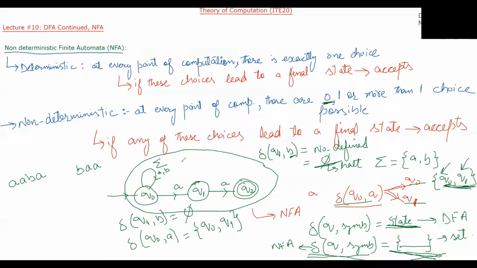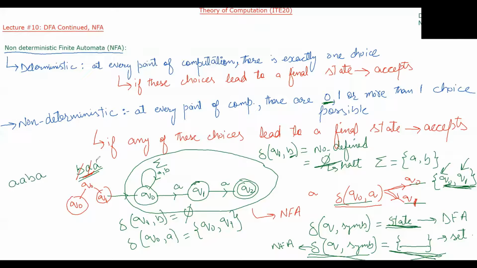Will this automata accept this particular string? B, A, let's see. First is B. So Q0, when it consumes B, will remain in Q0. Okay, state is Q0. Now comes A. Now we have two choices. By consuming A, it will either go to Q0 or it will go to Q1.